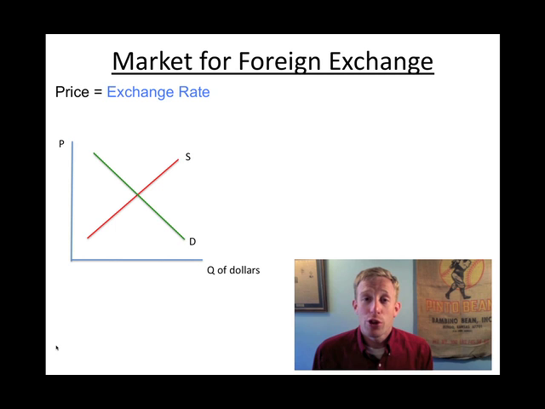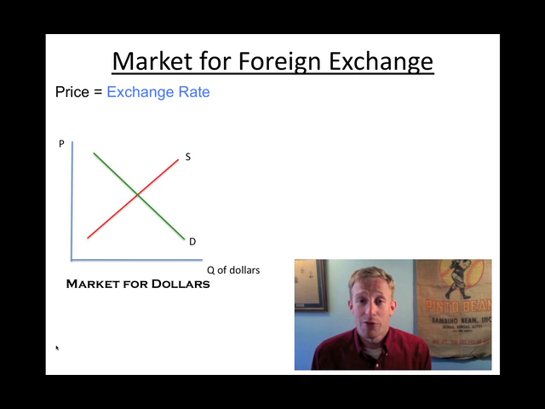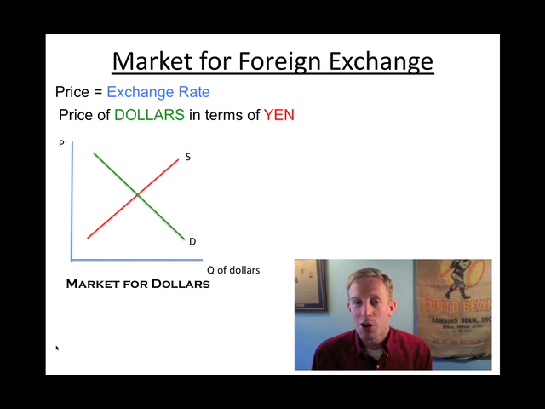So when we're looking at the market for dollars, where the demand and the supply of dollars is what's being examined here, the label on the price axis is the price of dollars, but it's the price of dollars in terms of the other currency, in this case, in terms of yen. So we have a demand for dollars, a supply of dollars, a quantity of dollars, and the price of dollars in terms of yen. How many yen do you need to buy $1? And that's how the market is set up. Wherever the two lines cross, we have an equilibrium.